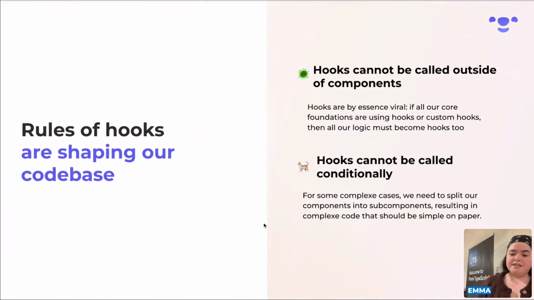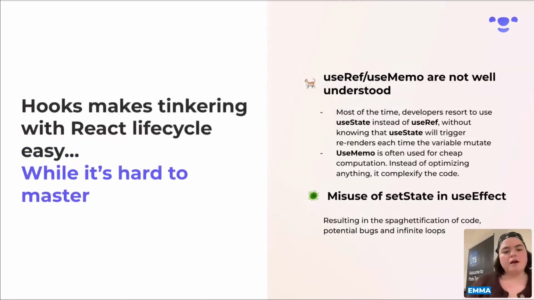For some complex cases, this just happened to me an hour ago when I realized, oh, I need to do this little bit of logic. No problem, I can just take this hook and put this in, and, oh, okay, no, my data is actually undefined in some cases. And then I needed to be a little bit smarter than that. It took 55 more minutes. Hooks make tinkering with the React lifecycle easy, but it's still hard to master.